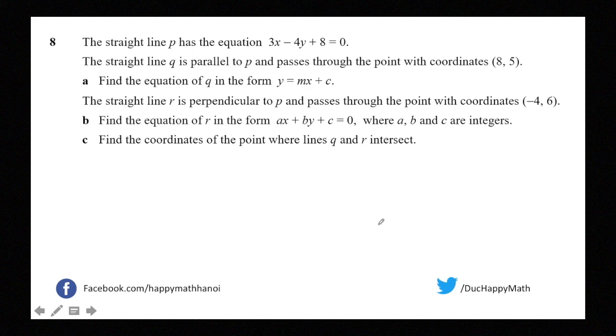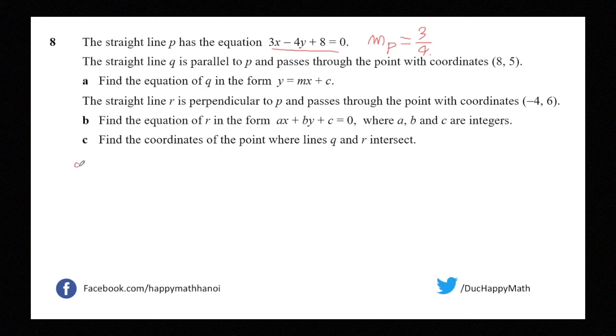The next question is a little bit long. The line P has the given equation. The straight line Q is perpendicular to P and passes through the point with coordinates 8 and 5. Find the equation of Q in the form y equals mx plus c. Okay, perpendicular means, from this equation, you get the gradient of P. The gradient of P here is 3 over 4, quite easy to see.